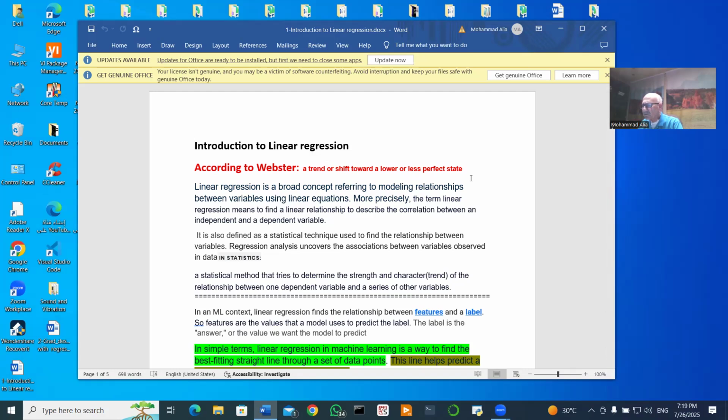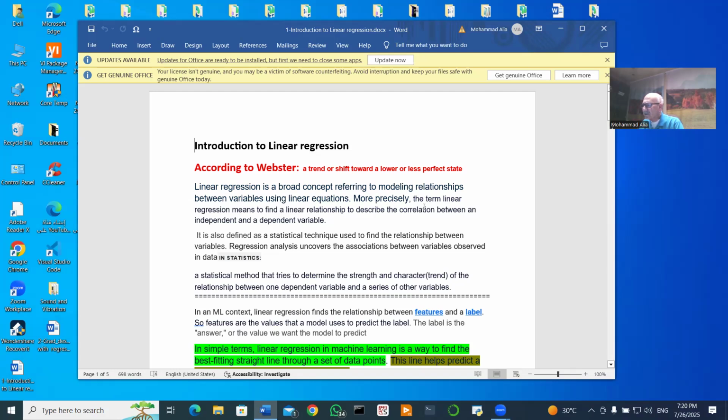Really, if you look carefully at the different definitions of regression, you may not discover this meaning very easily. Let us try together. Here is a definition. For example, linear regression is a broad concept referring to modeling relationships between variables by using linear equations. Where is the shift and how is the shift towards a lower or less perfect state? It is not seen here.